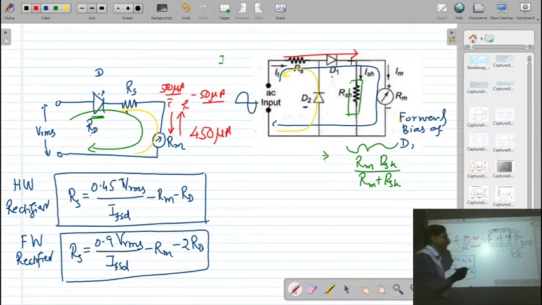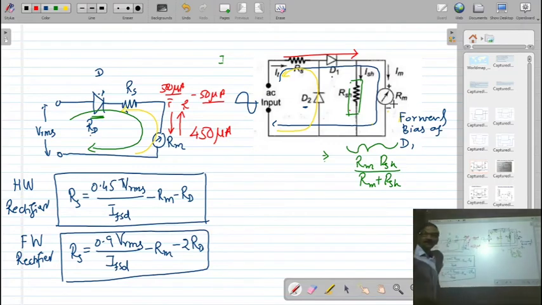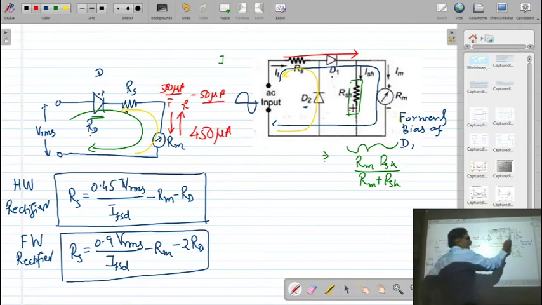Again, try to understand why we are connecting RSH, because we want more current in D1, and for that we have to reduce the resistance of the galvanometer, and therefore the shunt resistance is connected. So the effective resistance will be Rm RSH upon Rm plus RSH, and more current will pass through the diode, and the diode will operate in a linear region. Correct? So now when I am putting one more resistance, then I have to modify the formula.